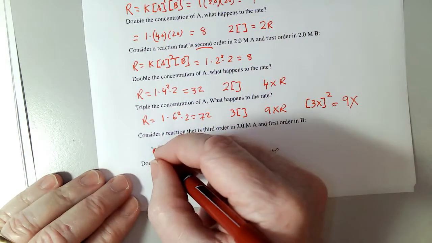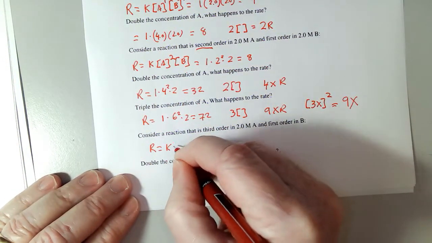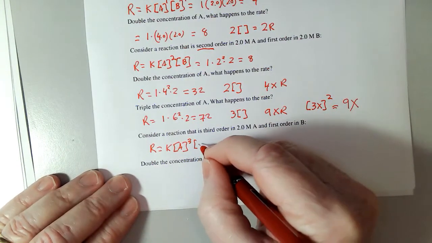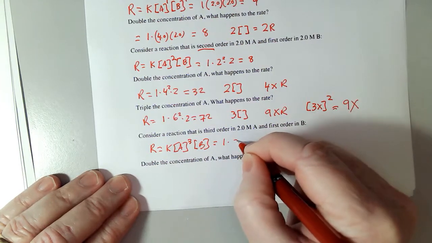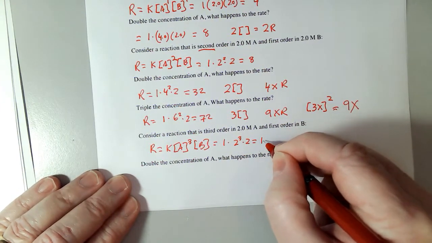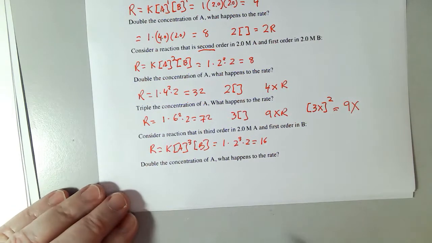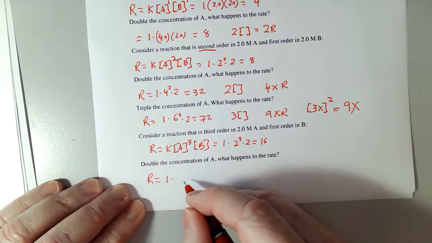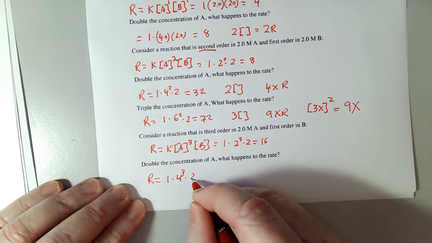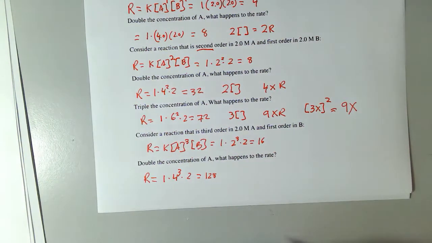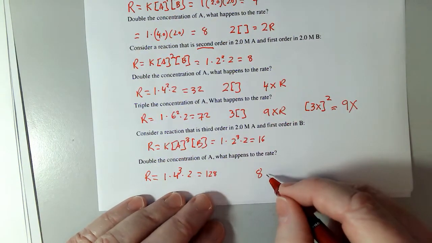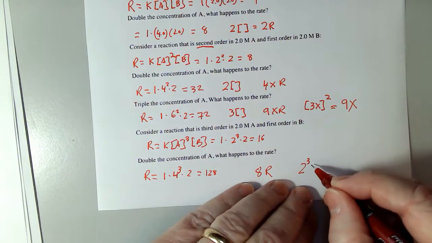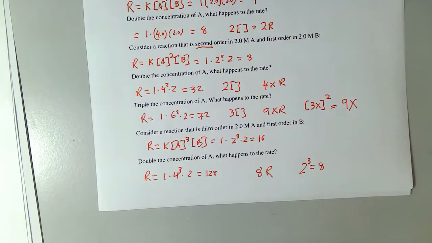Now, third order, pretty straightforward. I think now R equals k times A to what exponent? Yeah, I heard you, the third, times B, which equals 1 times 2 cubed times 2, which equals 16. Yeah, 16. So now I'll double the concentration of A. 1 times 4 cubed times 2 equals 128. And this means it went up by a factor of 8. That's because 2 cubed equals 8.